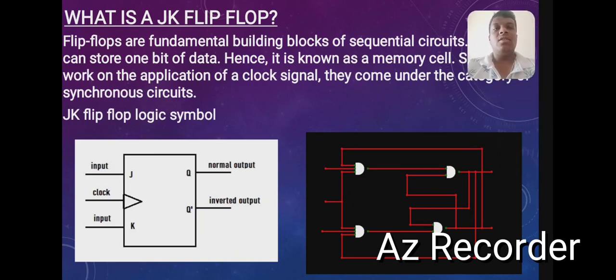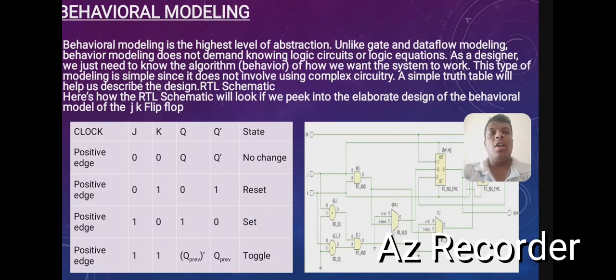So this is the table of the JK flip-flop. Now the behavioral model of the JK flip-flop. Behavioral model is the highest level of abstraction, unlike gate and data flow modeling. Behavioral modeling does not demand knowing logic circuits or logic equations. As a designer, we just need to know the algorithmic behavior of how we want the system to work. This type of modeling is simple since it avoids using complex circuits.